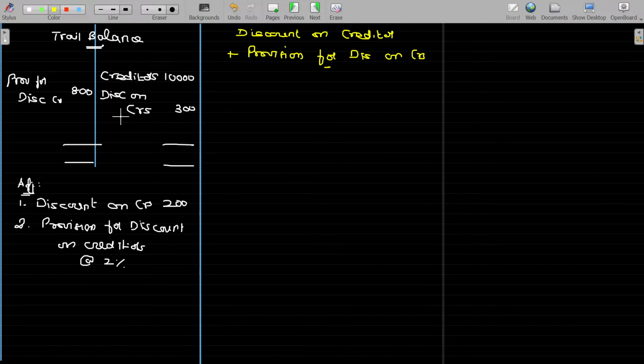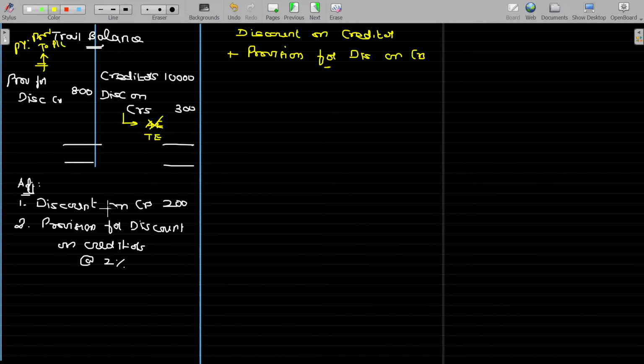We have to pass this one, no? Discount on creditors already given, no? Further adjustment entry is already passed. Don't worry about that. So we have to pass only the transfer entry. The provision for discount on creditors available as ₹800 in the debit side might have been created in the previous year. How? By crediting to P&L account, right? So P&L account and the provision account. You don't bother about that in this year.